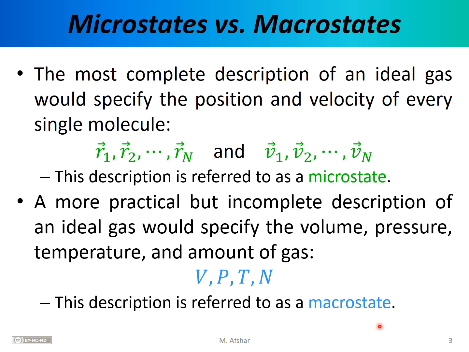It turns out the probability of a system doing something depends on its microstate, but what we have to learn to do is how to figure out that probability using a knowledge of its macrostate. On the next couple of slides, I'm going to show you some examples of how that can be done.